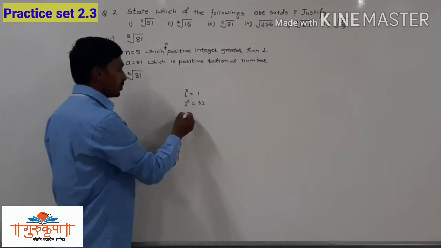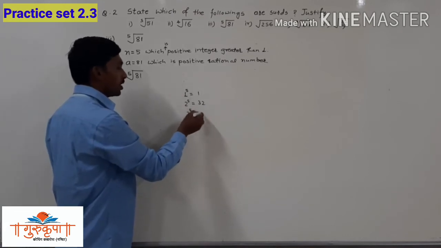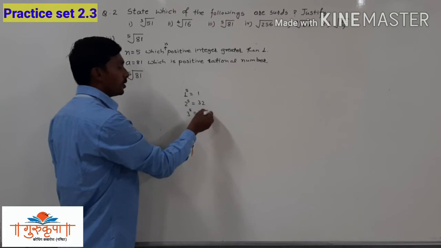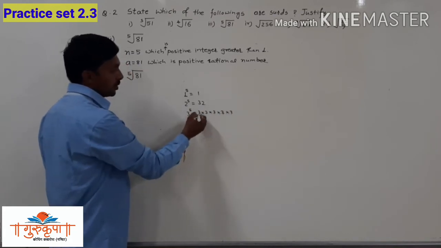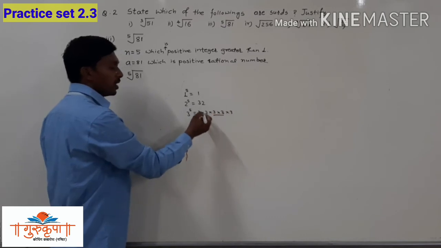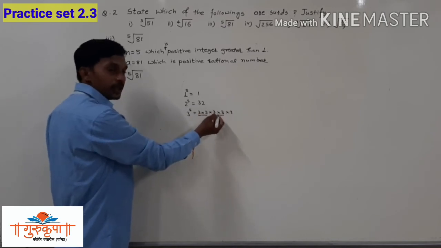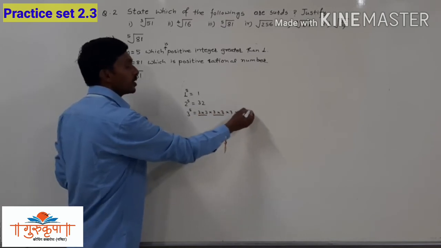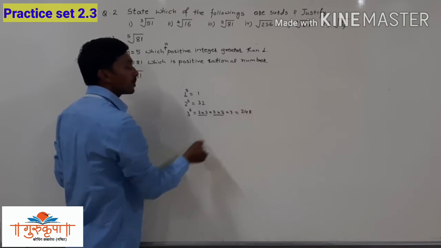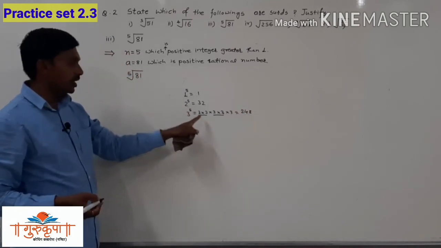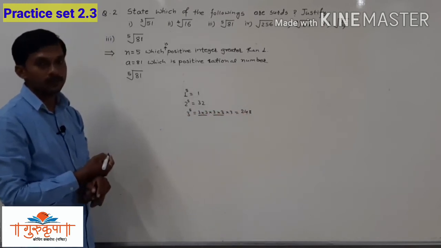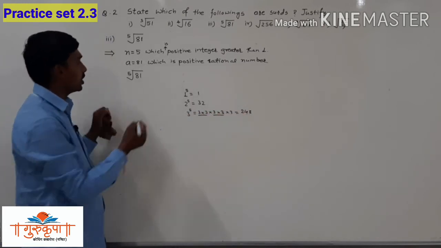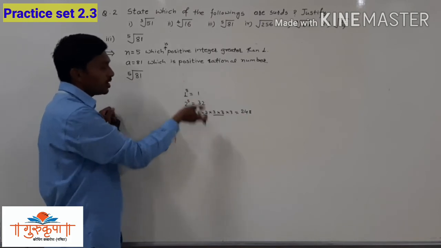Take 3: it is 3 into 3 into 3 into 3, 5 times. 3 into 3 is 9, 9 into 9 is 81, multiplied by 3 is 243. If we take the product of 3 five times, it is 243, and see, this 81 is not there in our list.